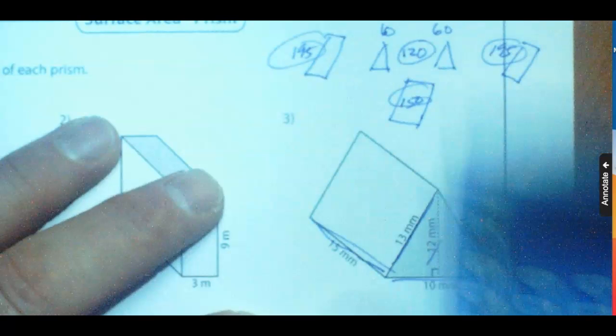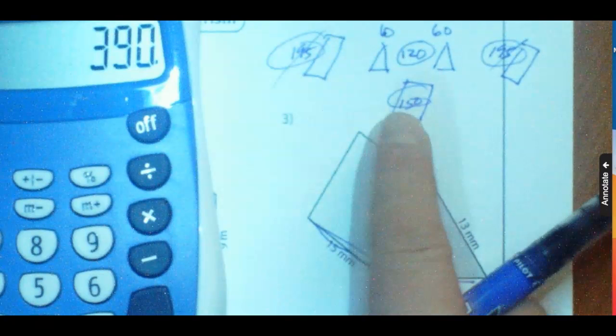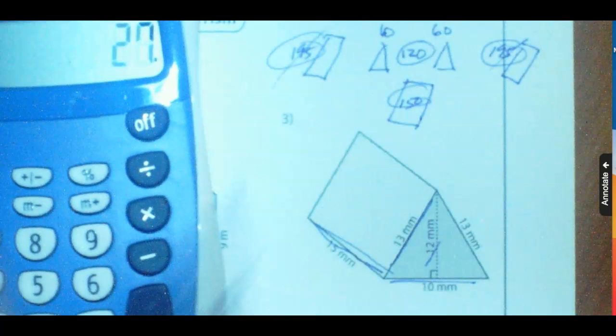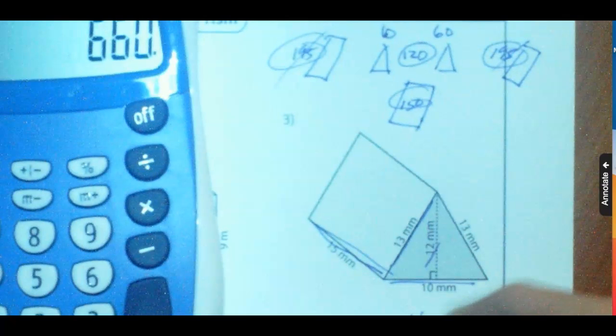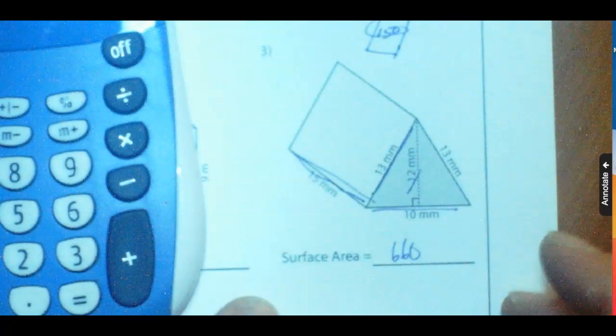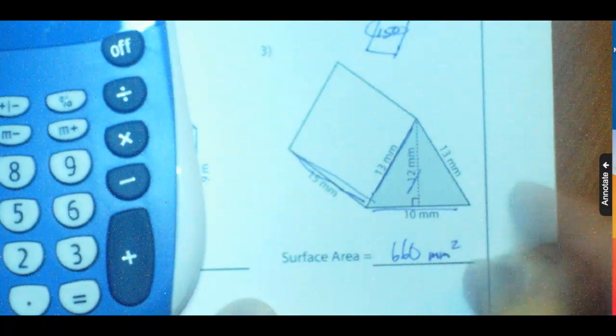So let's go ahead and do that. I've got 195 in my calculator already. That's for the side, the triangle side. So I'm just going to take that times 2. That gives me these 2 sides. Cross those guys off. We'll add in the 150 and the 120. Those together are 270, plus 270 equals 660. And that is going to be millimeters squared. Let me just double check my estimate, make sure that looks right.